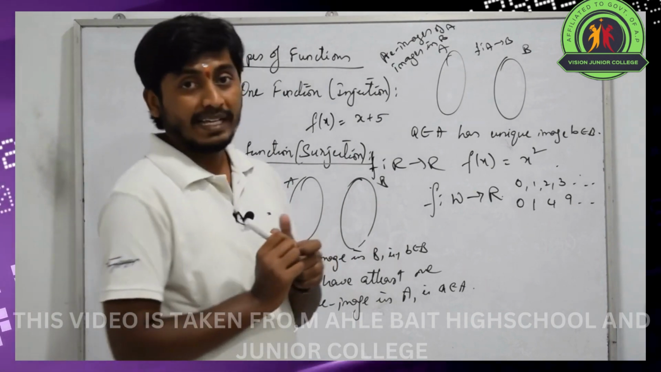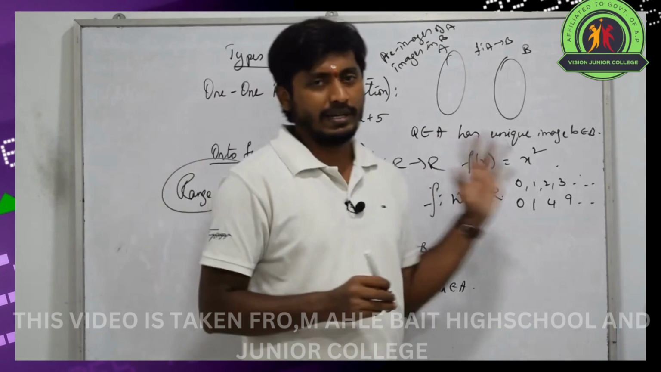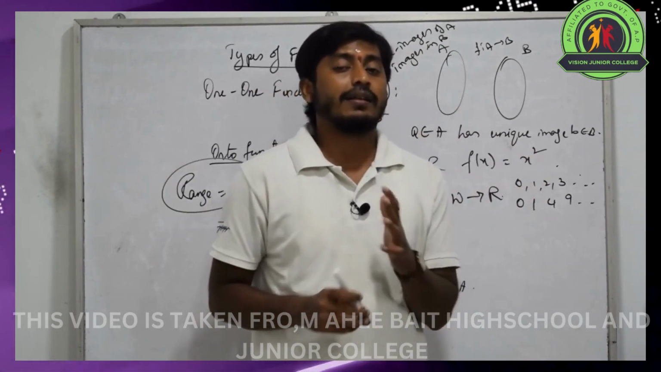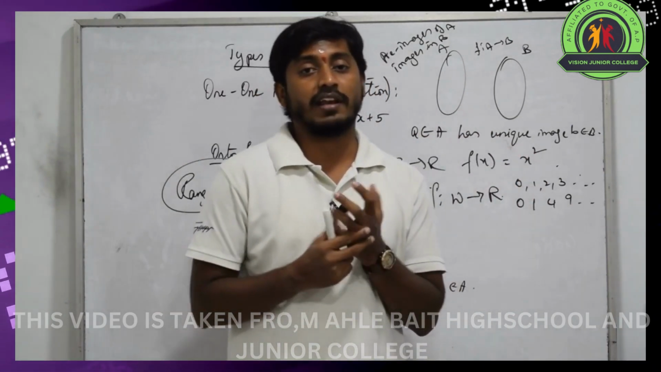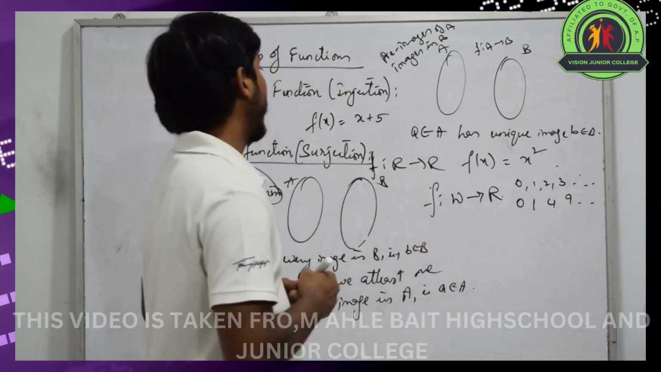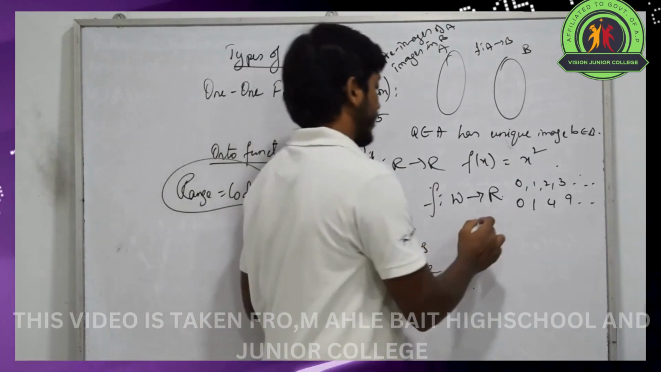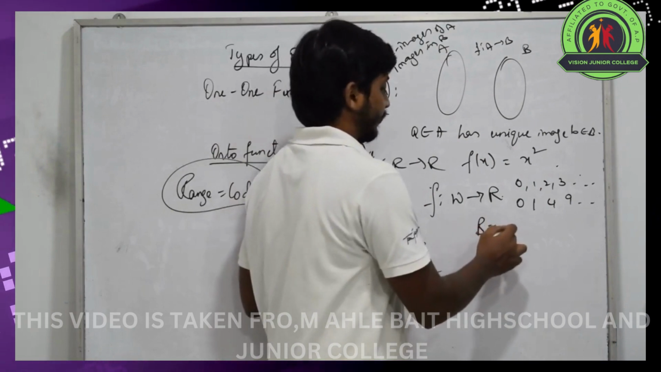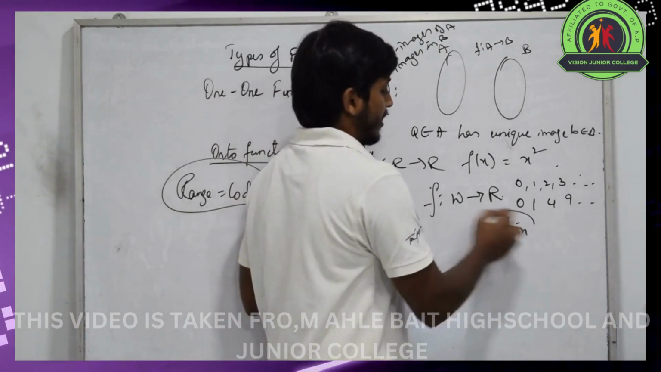Clear? Is it fine? Did you understand? These are basic types of function, that is 1-1 and onto. Shall we move on to the next thing? See here, one more very important thing is bijection. What is a bijection?